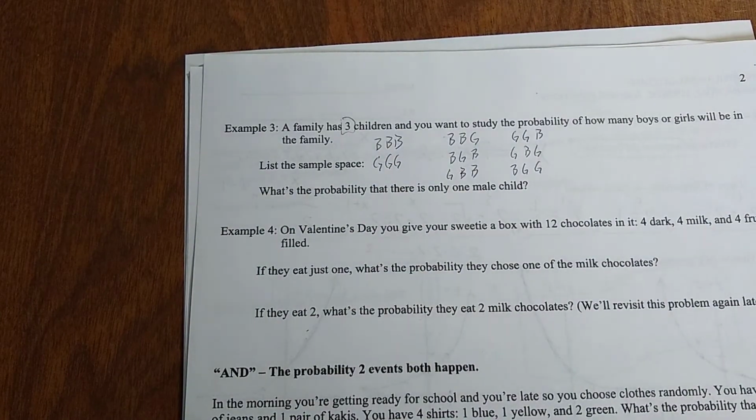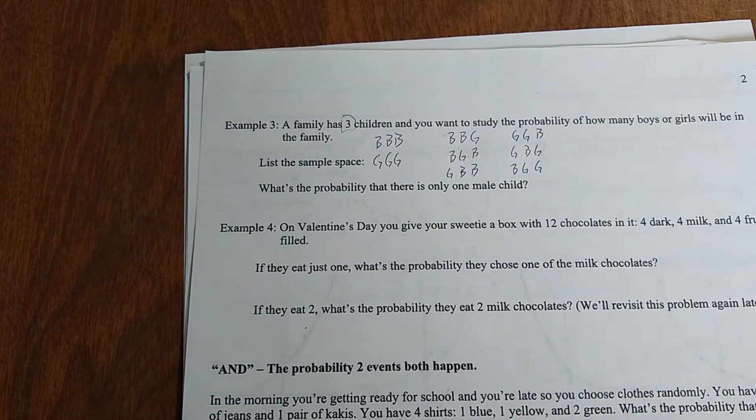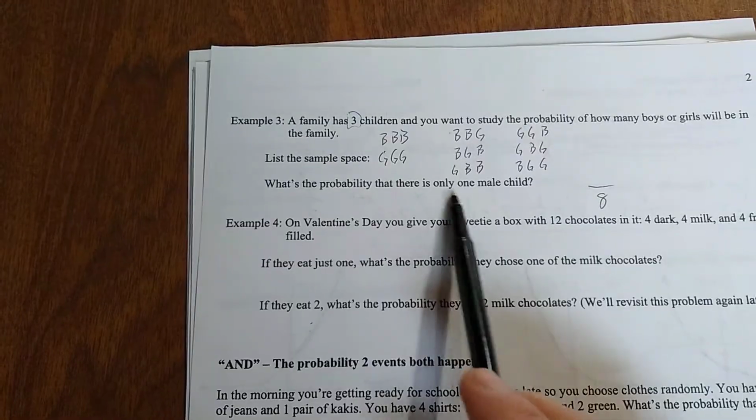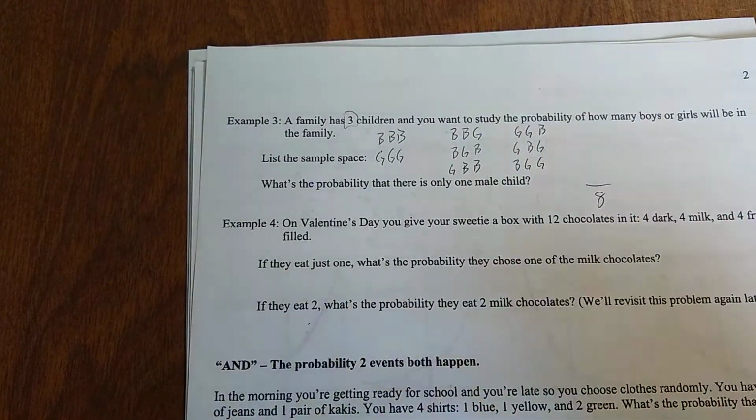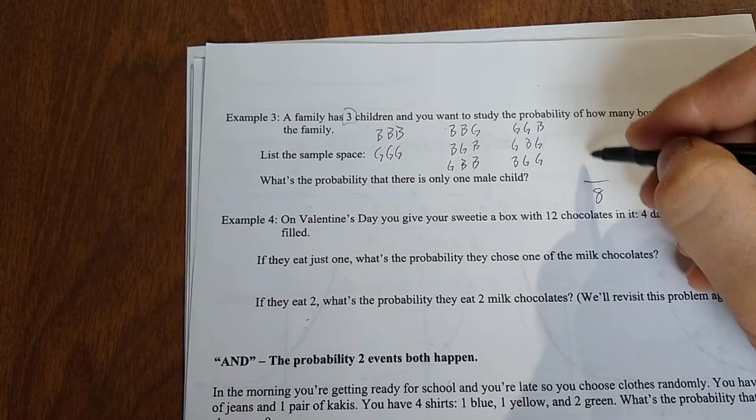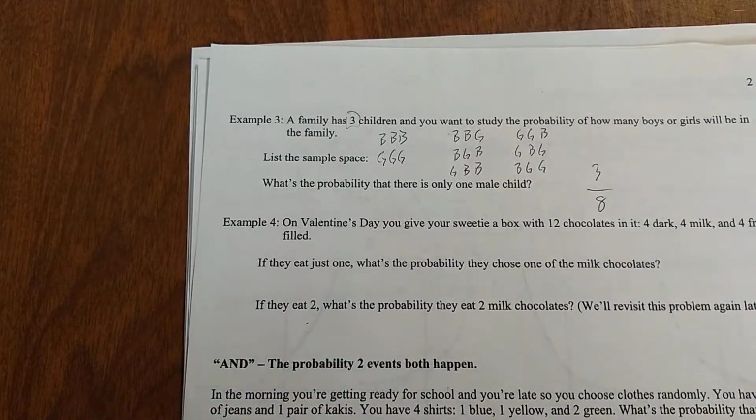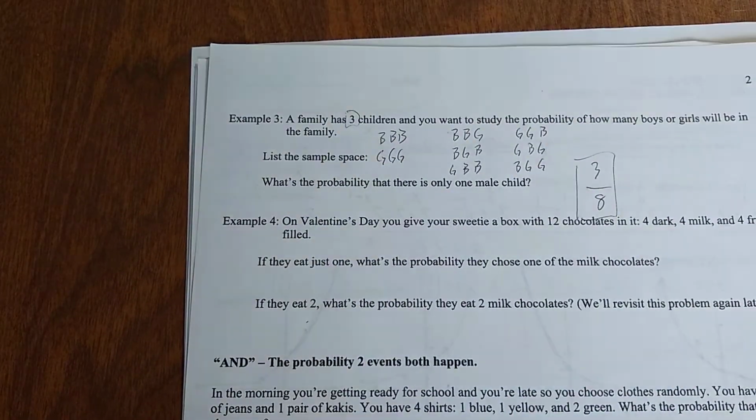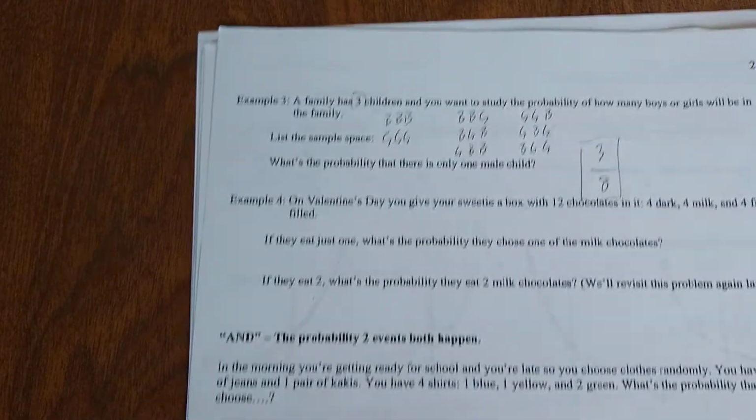What's the probability that there's only 1 male child? So exactly 1 male child. Well, there's 8 different things that could happen. If we want to find the probability that there's exactly 1 male, we just go through and find the options. It looks like there's 1, 2, 3 of them. So you have a 3/8 probability in your family that you have exactly 1 male with 3 kids. All right, last example. Pause it and give it a try.